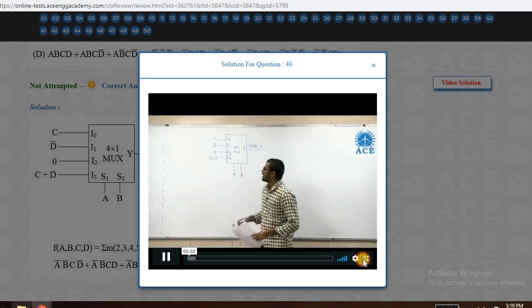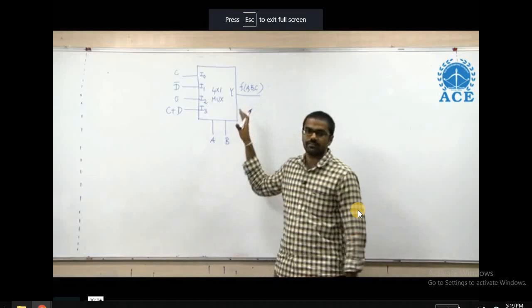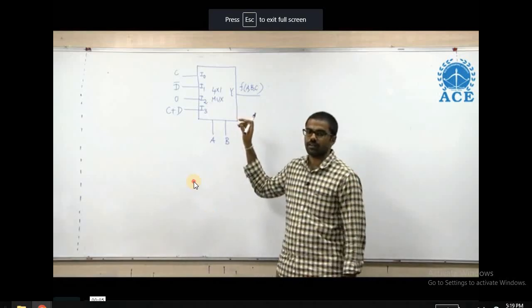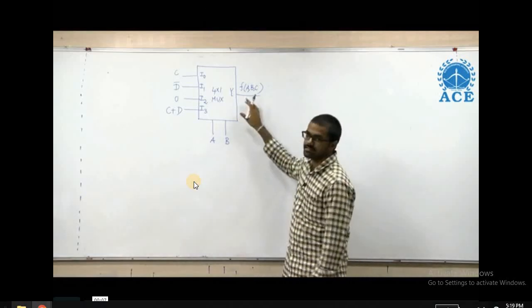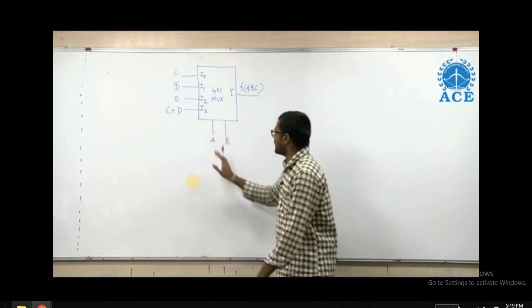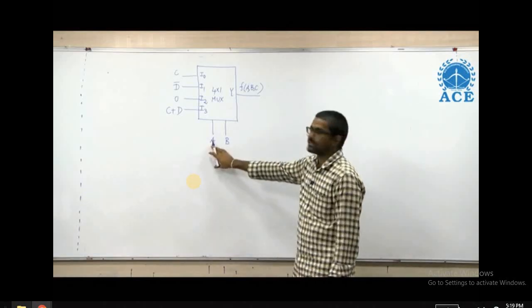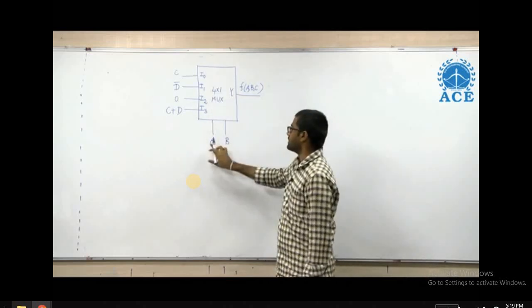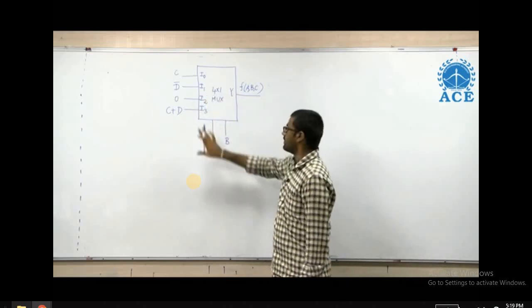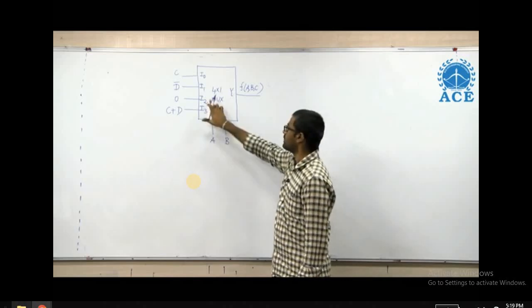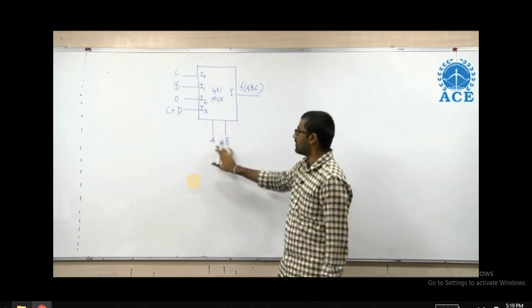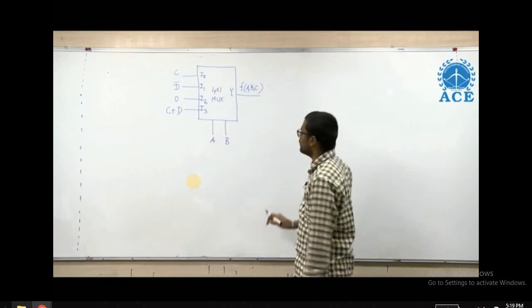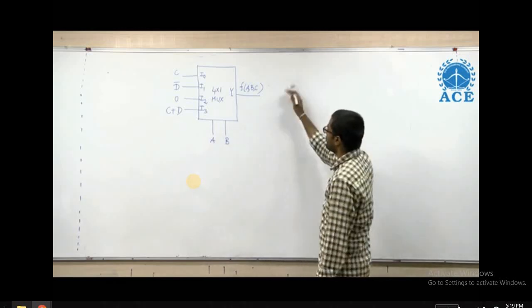Here they have given a multiplexer and they have asked for a sum of product terms implemented by this multiplexer. So initially, whenever the selection lines are 0 and 0, input I0 is selected. Whenever it is 0, 1, I1 is selected. And when it is 1, 0, I2 is selected. Whenever it is 1, 1, I3 is selected. Now let us represent it in the mathematical form.